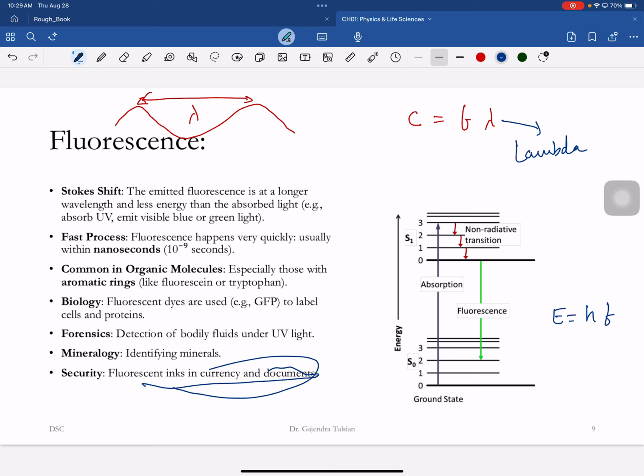In currency, they have fluorescent molecules. So if you have fake currency, that won't have fluorescent molecules. So if you want to see if the currency is real, you shine UV light on it and look for the fluorescence.